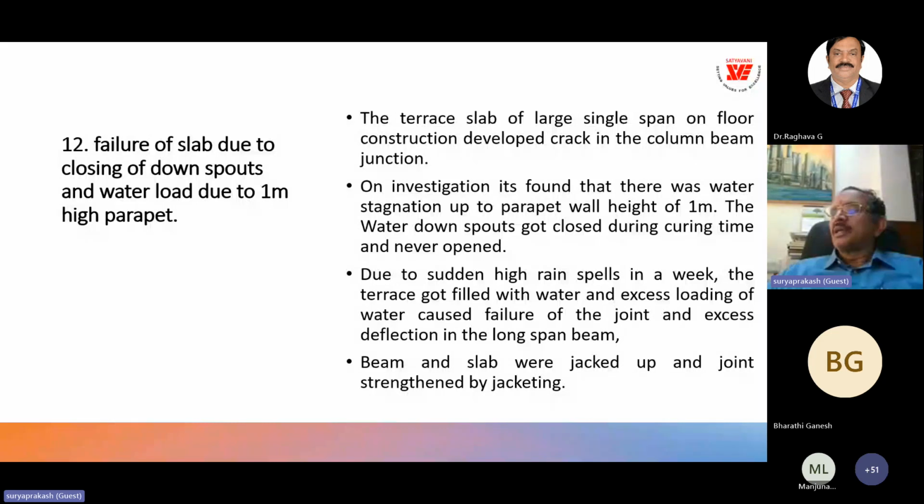meter. So there was a large span slab with beams of 18 meter span, and there was a failure in the structure due to this rainwater. The structure was then restored by jacketing, lifting the slab back, and then strengthening the structure.